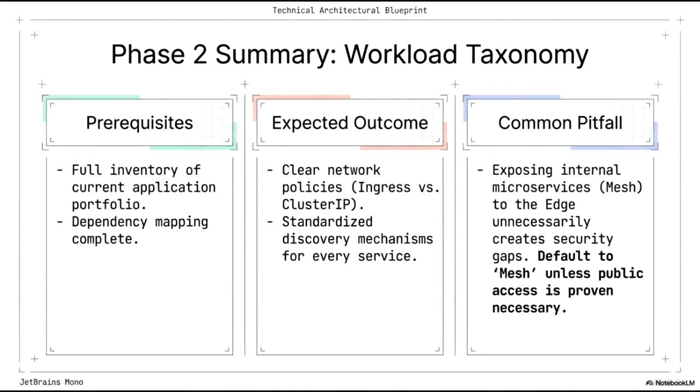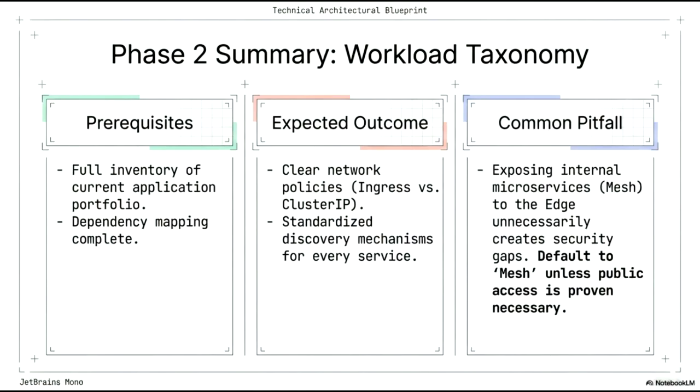In Phase 2, we focus on workload taxonomy to organize and secure our services systematically. Before proceeding, it is critical that we have met two prerequisites: a full inventory of our current application portfolio and a completed dependency mapping. These foundations allow us to accurately categorize how services interact. Our goal is to achieve two primary outcomes. First, we need clear network policies that distinguish between ingress and cluster IP traffic. Second, we must implement standardized discovery mechanisms for every service to ensure seamless connectivity.